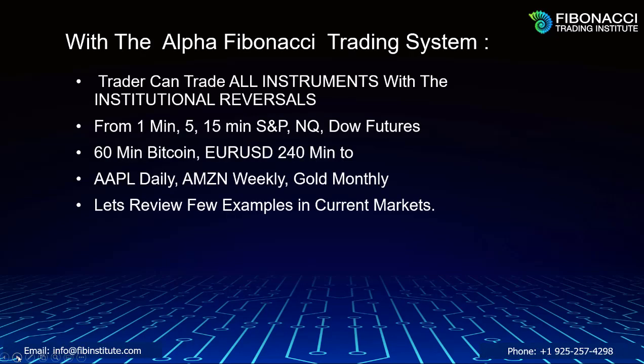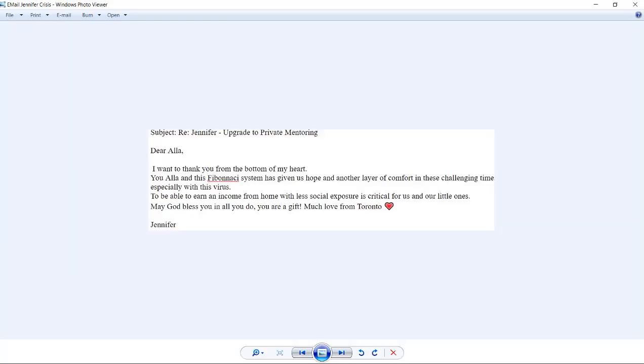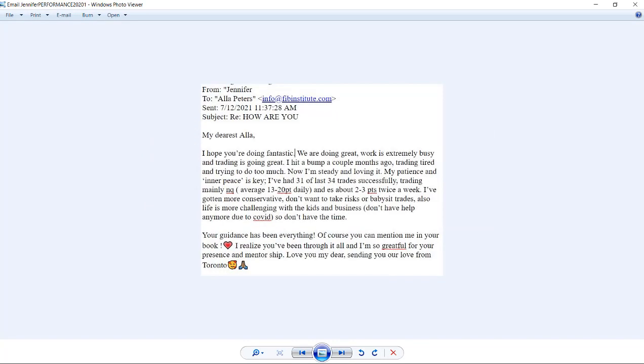Because with the Alpha Fibonacci system you can trade 1, 5, 15 minute S&P, NQ, Dow futures, any instrument, any chart you choose to trade. This remains the core. This remains the key. This never gets sold, I promise. When I received these emails during the crisis, her husband Emmanuel brought Jennifer to the course. And as a mom of 2 little babies at home, trading Nasdaq, the most volatile future, it's a joy to see this. If Jennifer can do this, so can you.